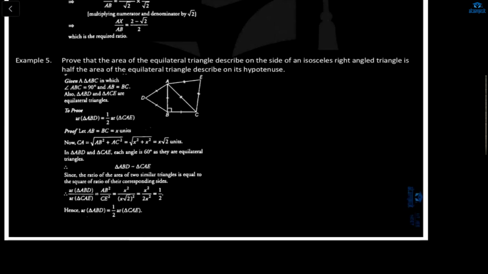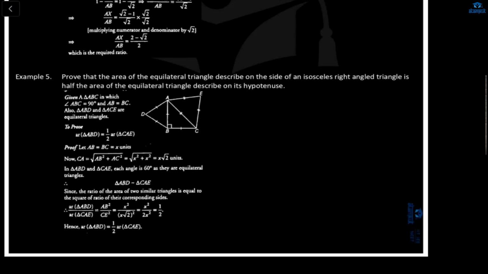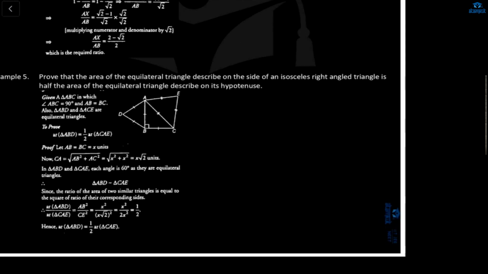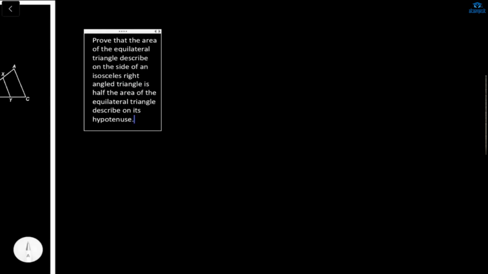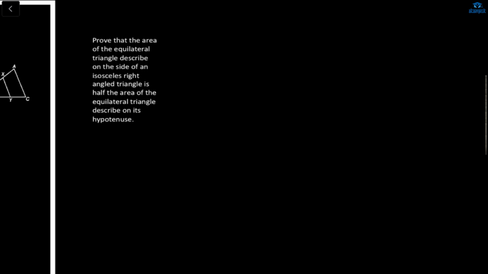Now here, example number 5. Prove that the area of the equilateral triangle described on the side of an isosceles right angle triangle is half the area of the equilateral triangle described on its hypotenuse. So many describes are here. When you are reading this question, first of all, you need to draw the diagram. It says to prove that the area of the equilateral triangle described on the side of an isosceles triangle.